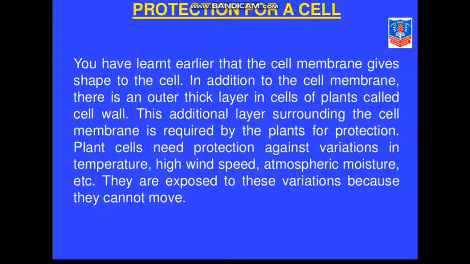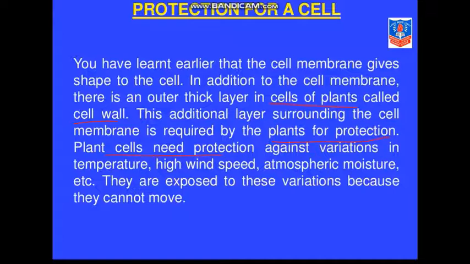Now, protection for a cell. You have learned earlier that the cell membrane gives shape to the cell. In addition to the cell membrane, there is an outer thick layer in the cells of plants, only plants, called cell wall. This additional layer surrounding the cell membrane is required by the plants for protection. Why? Because plant cells need protection against variation in temperature, high wind speed, atmospheric moisture, etc.